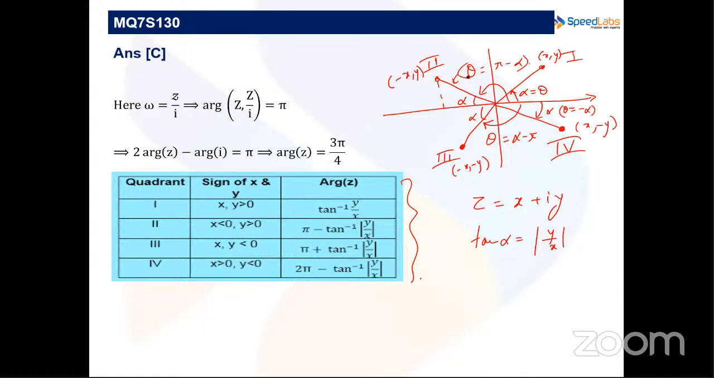Clear? So this is how you can find the argument in all the cases. Moving to the next question.